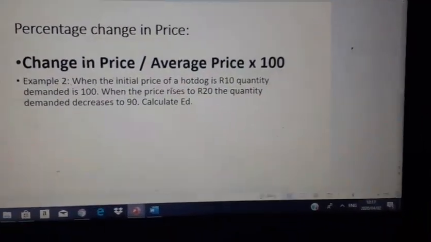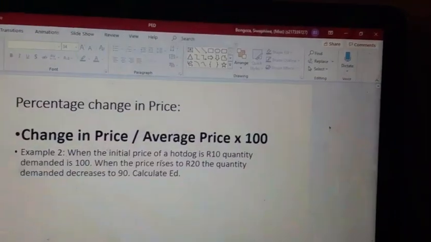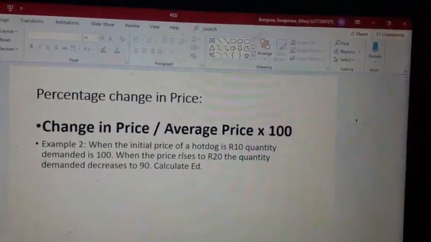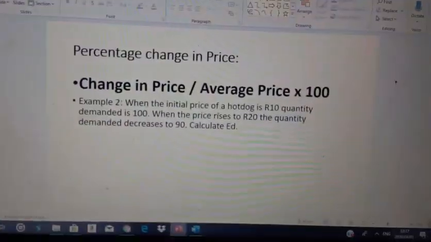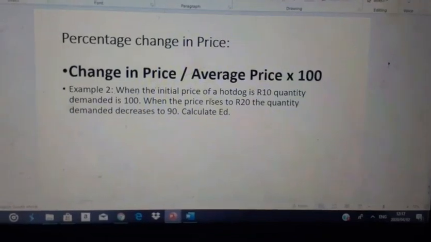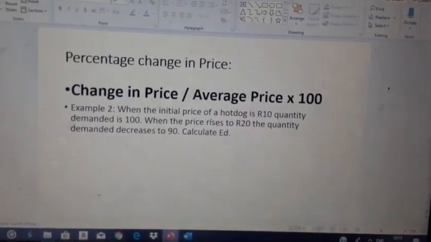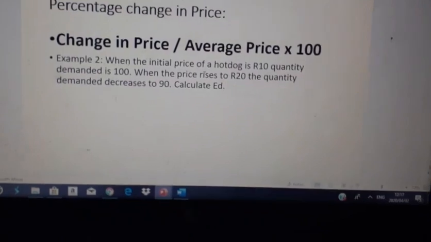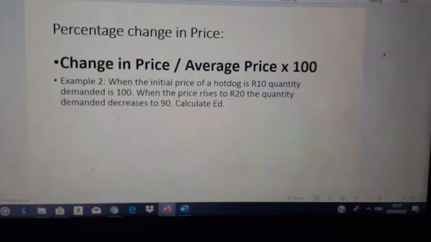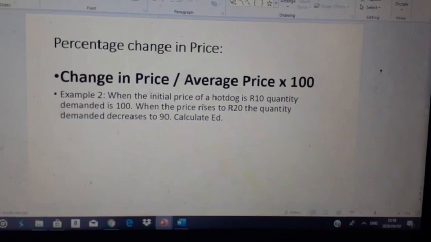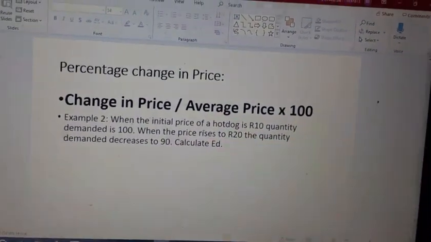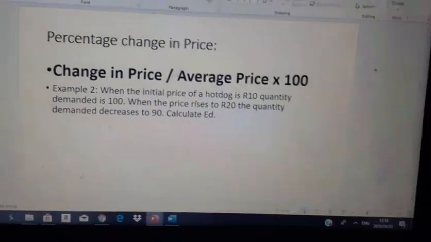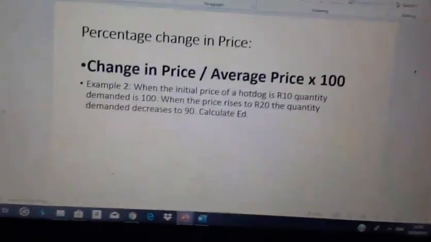But now, when the price of a hot dog increases from 10 rand to 20 rand, there gets to be a problem, because now people no longer demand, or they are no longer able and willing to buy 100 hot dogs, but they buy how many? Only 90. You will remember now that we once said that there's an inverse relationship between the price and the quantity demanded. When the price increases, the demand decreases. When the price decreases, the demand increases. So it's an inverse relationship. So this is also showing that. To calculate this, this is what we are going to do.